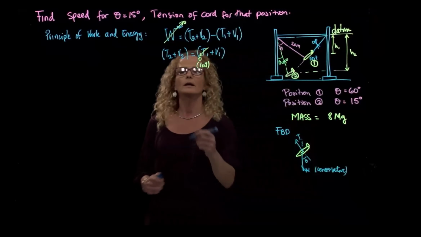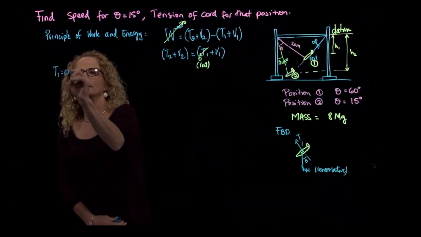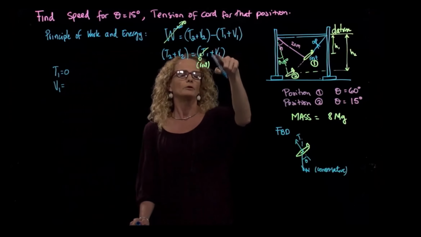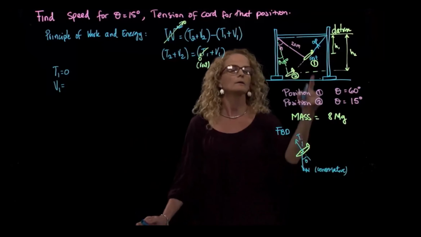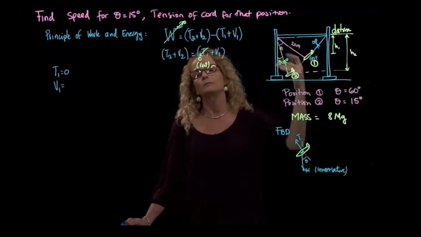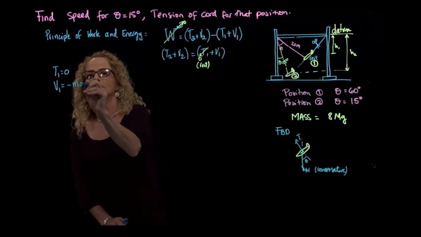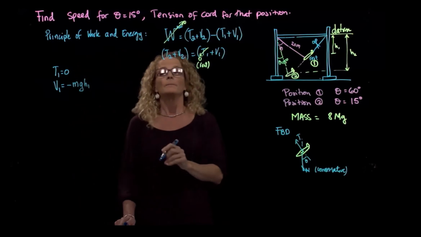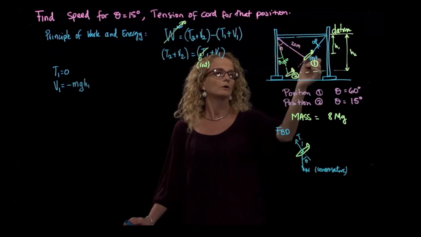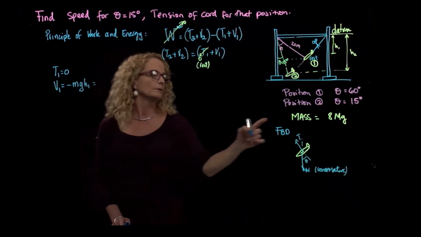So let's calculate. We already know that kinetic energy is equal to 0. Potential energy at my position 1, the only force that I have is the weight. So since I put my datum over here, I have negative potential energy, right? It's below my datum, which is mass, gravity, H1. Being H1, we can calculate it because we have the length of the cord, and we have the angle in position 1, which is 60 degrees.